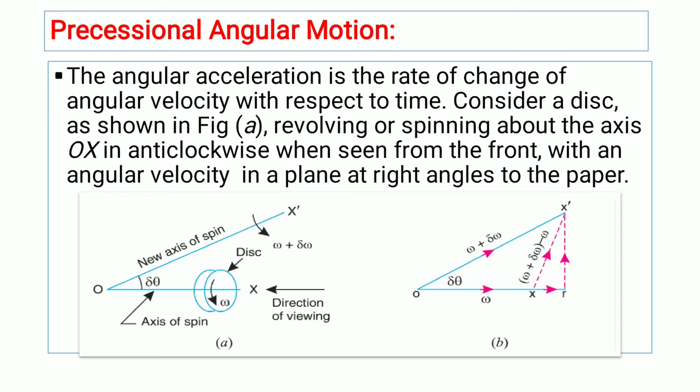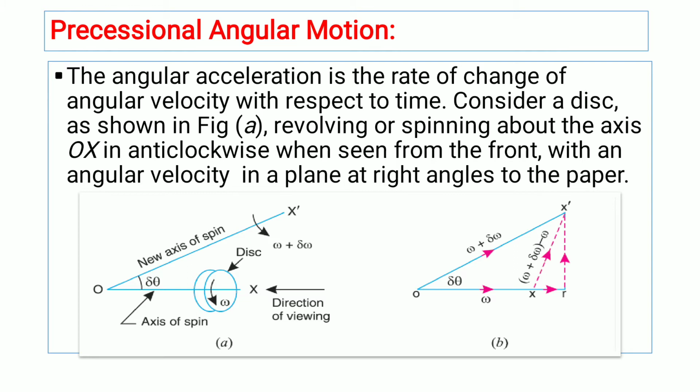So, the angular acceleration is the rate of change of angular velocity with respect to time. What is acceleration? If we know the displacement, then we can calculate velocity, so velocity is nothing but the rate of change of displacement with respect to time. In the same way, acceleration is also the rate of change of velocity with respect to time. So, angular acceleration is the rate of change of angular velocity with respect to time.